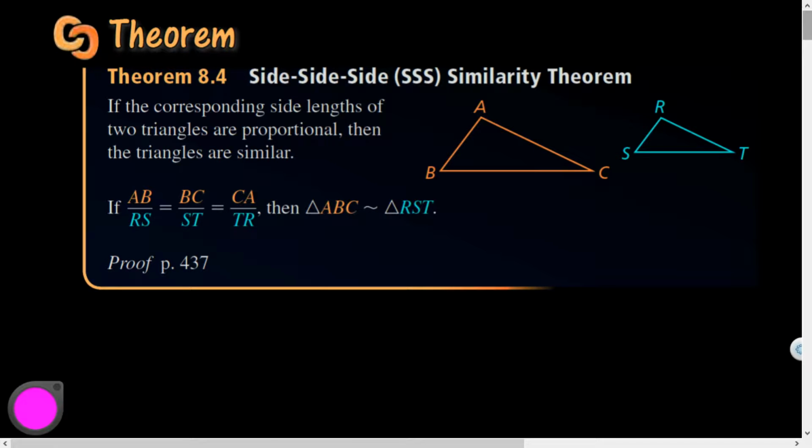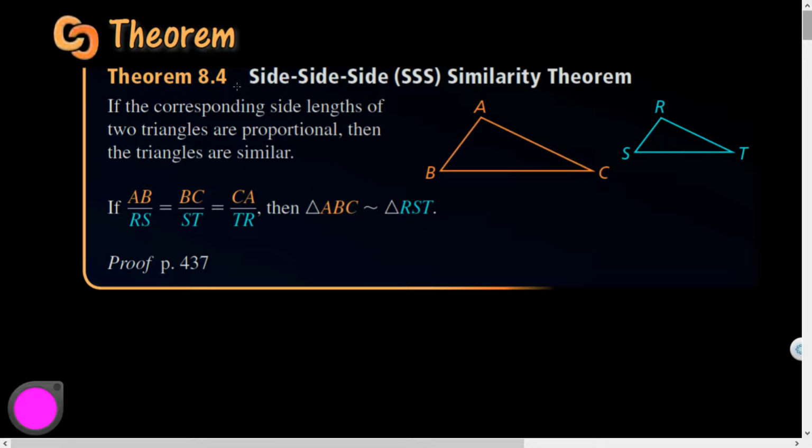Greetings and welcome, friends! It's 8.3 that we're talking about today, even though it says 8.4 up there, but that's just the number of the theorem. That's not the number of the section. So section 8.3, today we're proving triangle similarity by side, side, side, and side angle side.